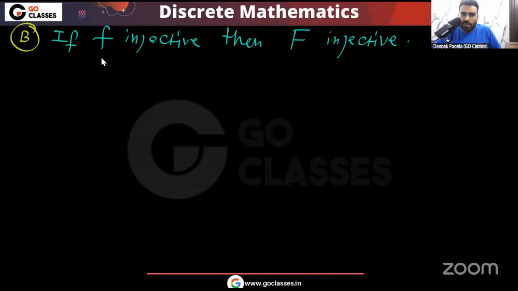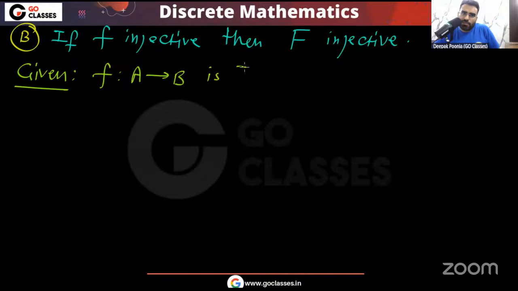See, you already know, if small f is injective, it means that for different elements there are different images, correct? We need to prove that capital F is also injective. Okay, so let's do this. First, you understand what is given to you here. So here, the given thing is that small f, which is from set A to set B, is injective.